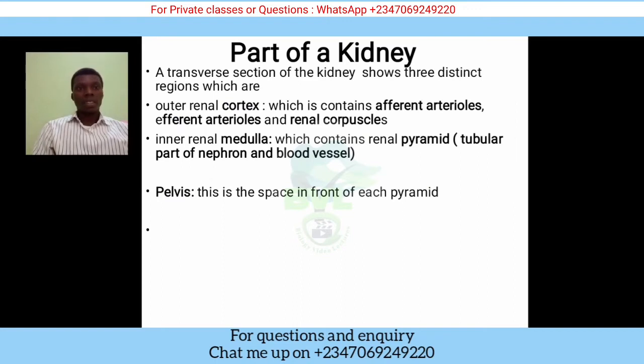So we move on to the parts of the kidney. On the transverse section, where the kidney is sliced into two, seeing the inside, you get to see three distinct regions. The first is the outer renal cortex, and that consists of afferent arteriole, efferent arteriole, and renal corpuscles. As we move on, you'll get to understand what these are. Then there's a layer inner to that one. The next one is what? Medulla, which contains renal pyramids and the tubular parts of the nephron and blood vessels. All right, then the last part is the pelvis. So these are the regions. We get to see that in a diagram now.